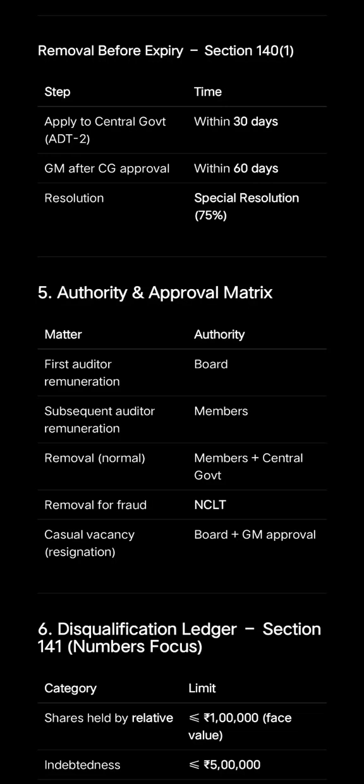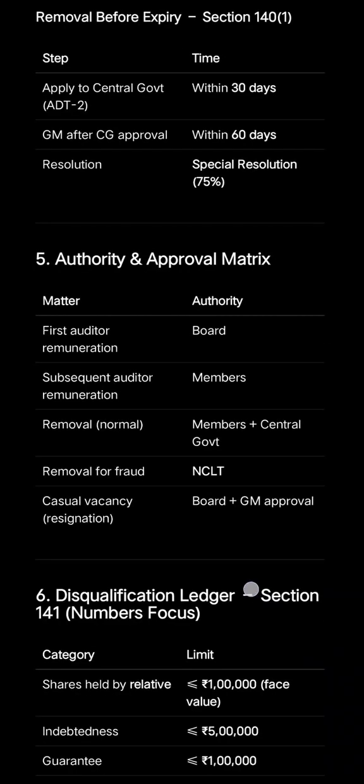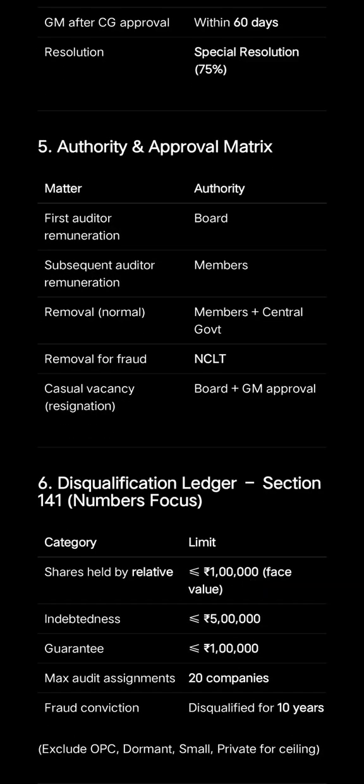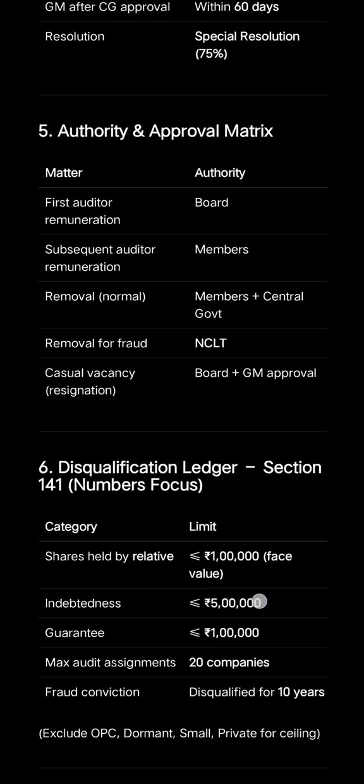ADT 2 should be filed, and 14 days' time period is given for an auditor to present his side by the court at the time of removal.